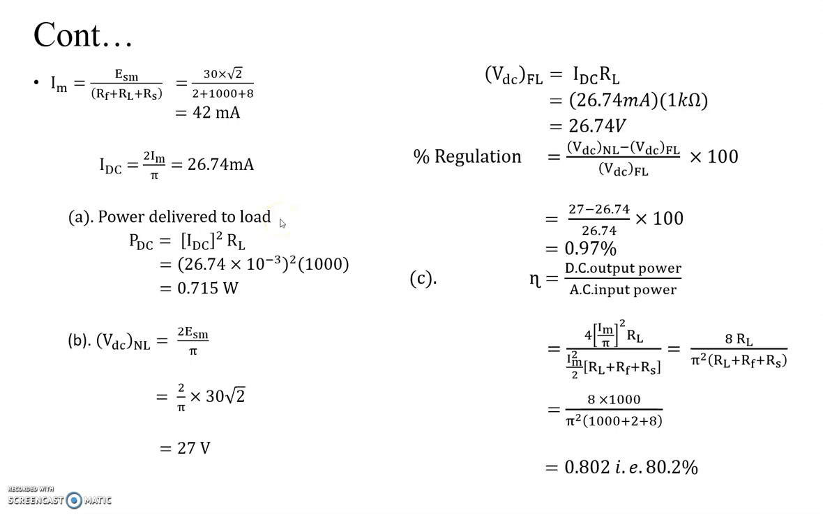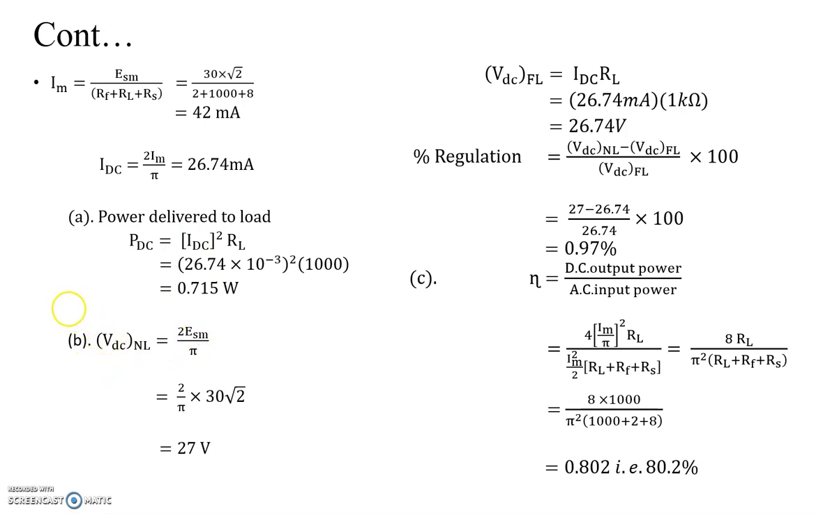Already we know that power delivered to the load is nothing but IDC square into RL. IDC is already calculated. Just substitute and simplify this. Finally, we will obtain the power delivered to the load as 0.715 watt. So this is the answer for part A of the problem. Next, we will calculate part B.